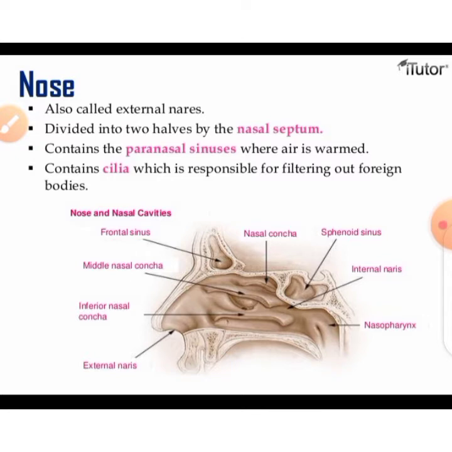The nose, also called the external nose, or you can call it the nasals, is divided into two halves by the nasal septum. It contains the paranasal sinuses, where air is warmed, and contains cilia, which are responsible for filtering out foreign bodies. You can go through the diagram and study it for better understanding here.